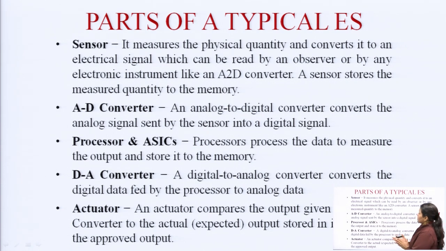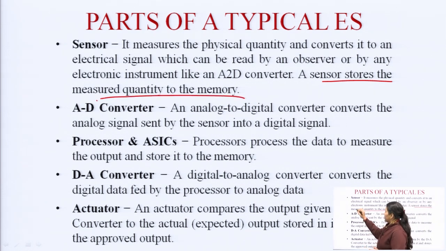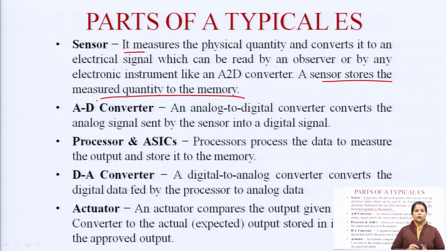Let us see. So, first of all, there is the sensor. It measures the physical quantity and converts it into an electrical signal, which can be read by an observer or by any electronic instrument like an A2D converter. So, what is a sensor? It stores the measured quantity to the memory. So, a sensor is something which senses the physical quantities and converts them into electrical signals.